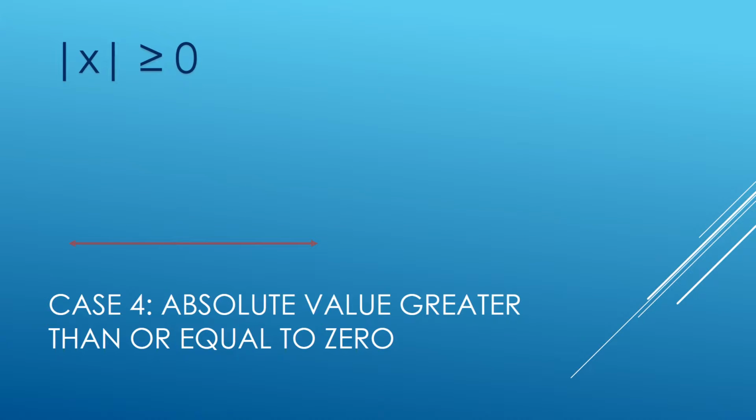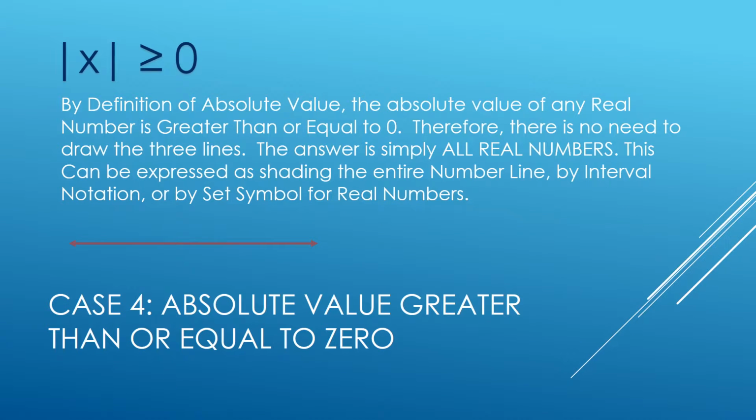Okay. We'll call this one case 4. The absolute value greater than or equal to 0. Well, by definition, the absolute value of any real number is greater than or equal to 0. Therefore, there's no need to draw the three lines. The answer is simply all real numbers. This can be expressed as shading the entire number line, or by interval notation from negative infinity to infinity, or you can use the set symbol for real numbers, which is that bold R.